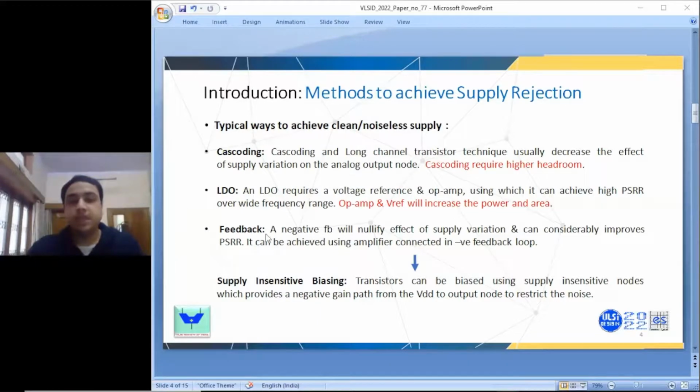Okay. Another way is feedback. By feedback, I mean basically we will design a circuit or a biasing circuit which will automatically reject the supply noise.